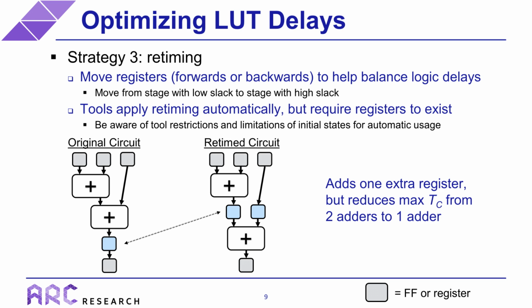Now, retiming can be done manually in code by moving registers to exactly where you think they should be, or it can be done automatically by synthesis tools. But to do it automatically, you first need the registers to exist in your code. So RTL synthesis cannot change the timing of a design, meaning it can't add extra registers, it can't take away registers, it can only move around existing registers. So you have to make sure the registers exist.